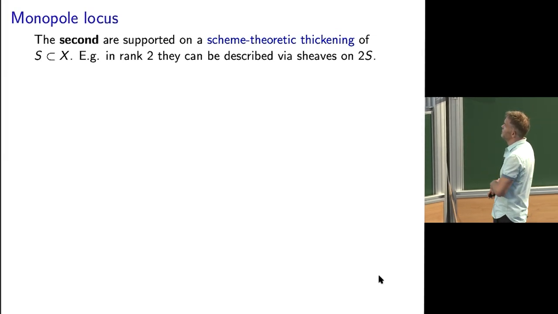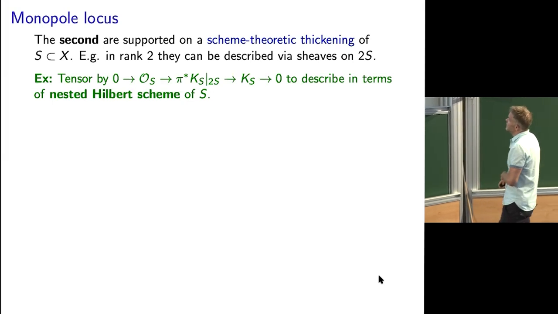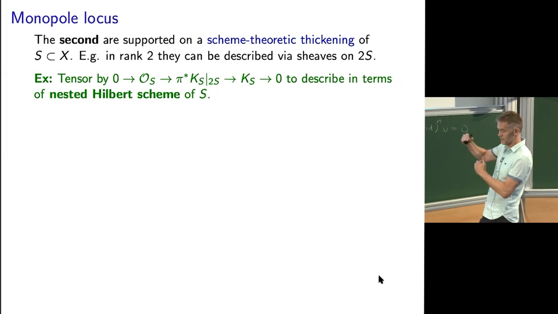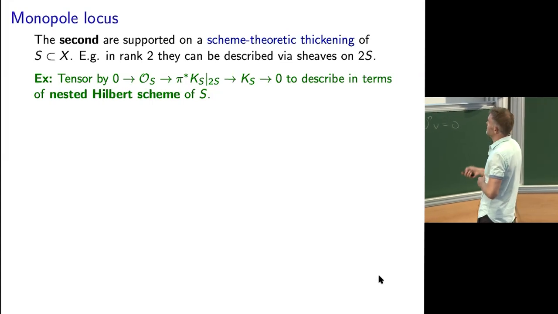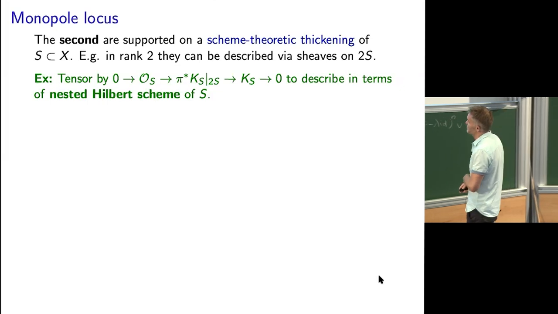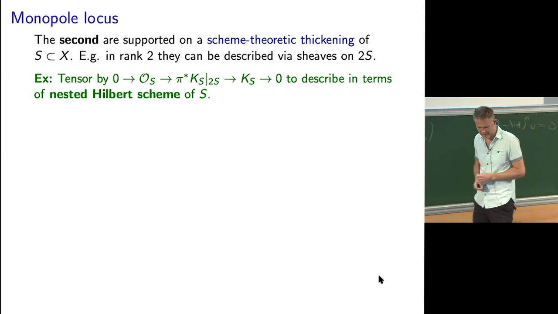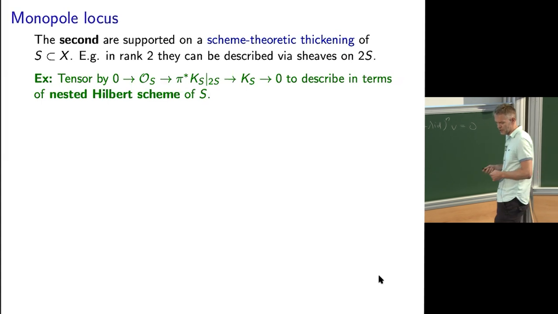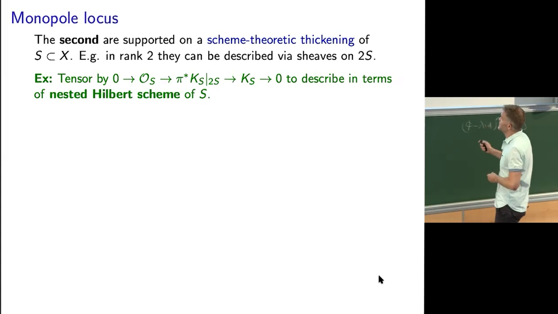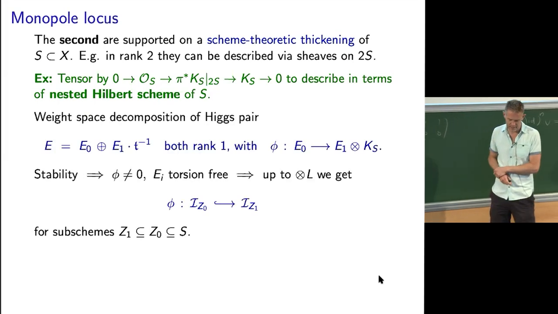So for instance, here's what happens in rank two. So an exercise is, tensor a sheaf supported on 2 times the zero locus, so on this thickening of the zero locus, by this obvious exact sequence. To describe it in terms of rank 1 sheaves on S, so this piece will give you a rank 1 sheaf on S, this piece will give you a rank 1 sheaf on S, and there'll be a map between them up to tensoring with KS, and both rank 1 sheaves, let's assume everything's torsion free, will give you ideal sheaves. And the map between them will give you a nesting of the two ideal sheaves. I will do that in more detail, in more generality later.